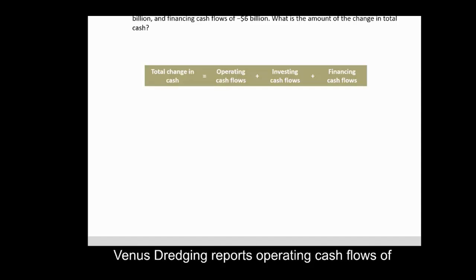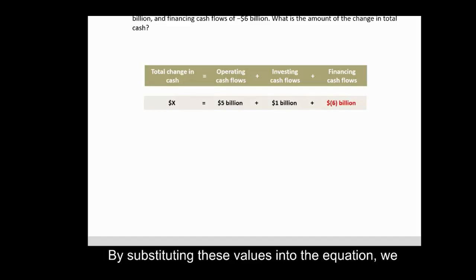Venus Dredging reports operating cash flows of $5 billion, investing cash flows of $1 billion, and financing cash flows of minus $6 billion. By substituting these values into the equation, we calculate the amount of the change in total cash to be $0. In this example, financing cash flows completely offset cash flows from operating and investing activities.